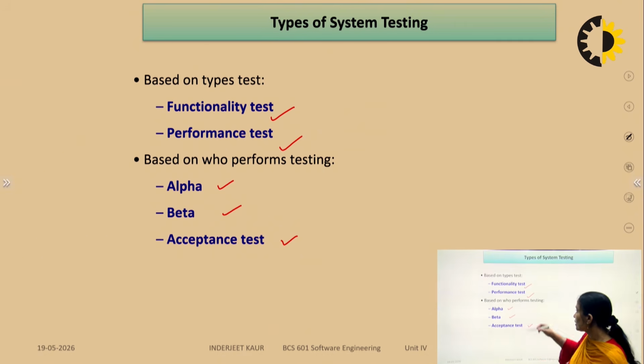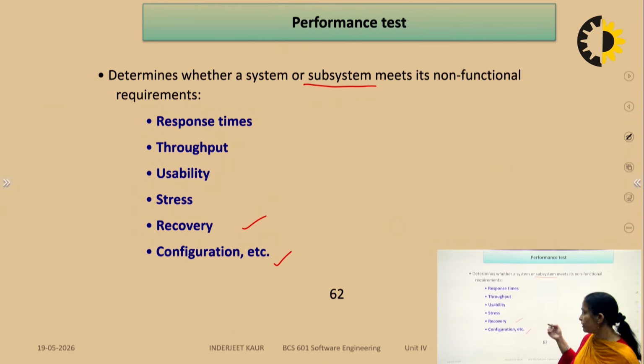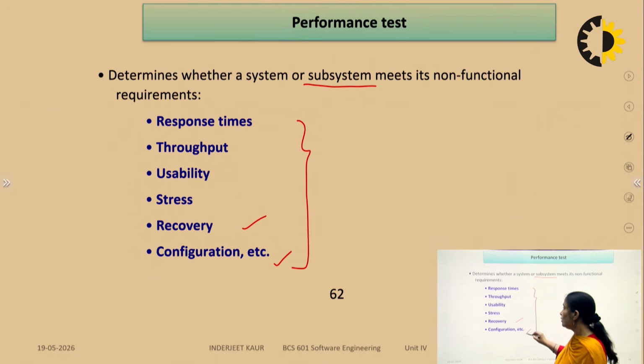Firstly, I have checked the functionality test, whether it is giving the correct output, and secondly I am going to check the performance test. So these parameters will be checked for the performance test, meaning these parameters are non-functional requirements.